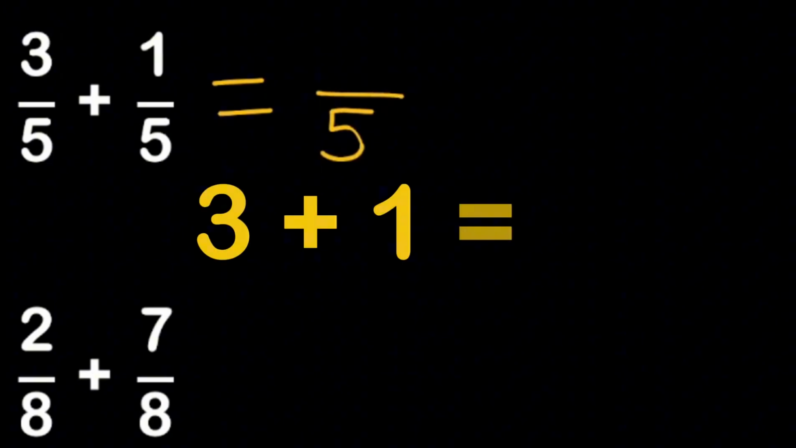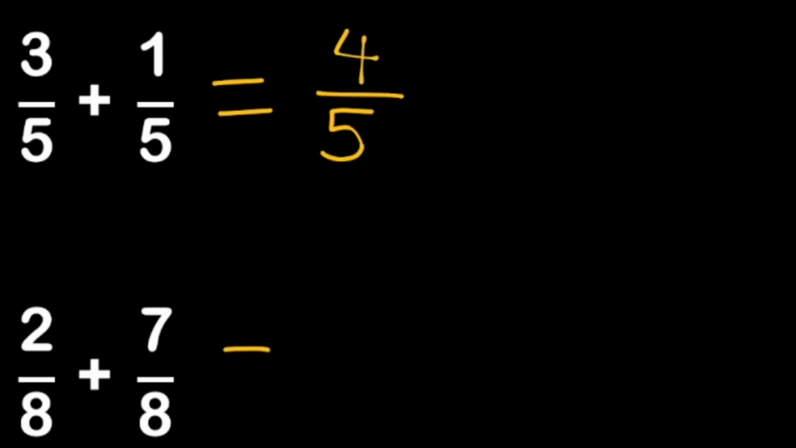Okay, I have two examples here for us to try. So, first one, 3/5 plus 1/5. So keep the original denominator of 5 and we add the numerators. 3 plus 1 equals 4.